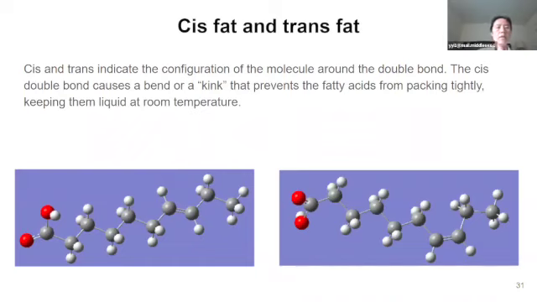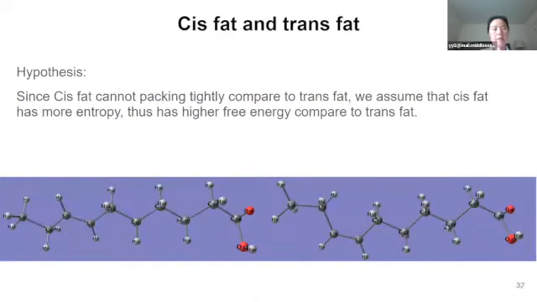So cis and trans fat indicates the configuration of the molecule around the double bond. This cis double bond causes the chain to have a kink that prevents the fatty acids from packing tightly, keeping them liquid at room temperature. So my hypothesis is since cis fat cannot pack in tightly compared to the trans fat, we assume that cis fat has more entropy, thus has a higher free energy compared to the trans fat.